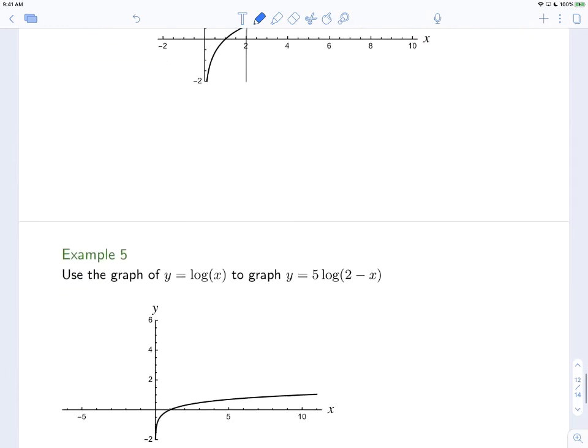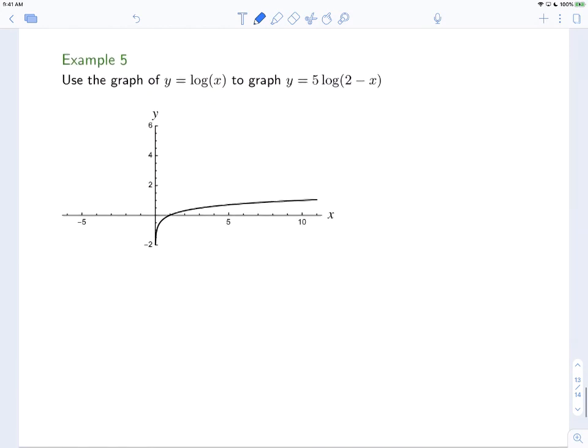So let's do one more. Example 5. Use the graph of y equals log base 10 of x to graph y equals 5 times log of 2 minus x. So the graph that you see here is y equals log base 10, or just the common log, or just log, L-O-G, y equals log of x. Now, we want to use this graph to help us graph 5 times log of 2 minus x.